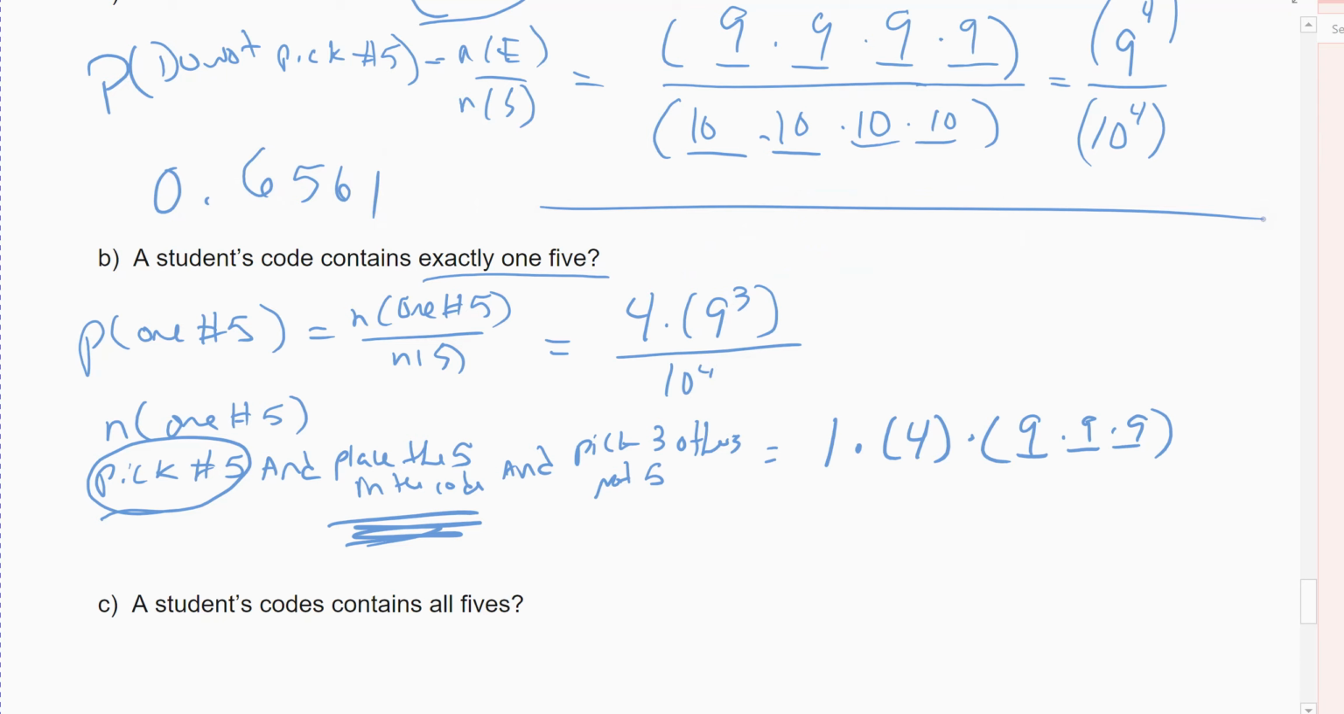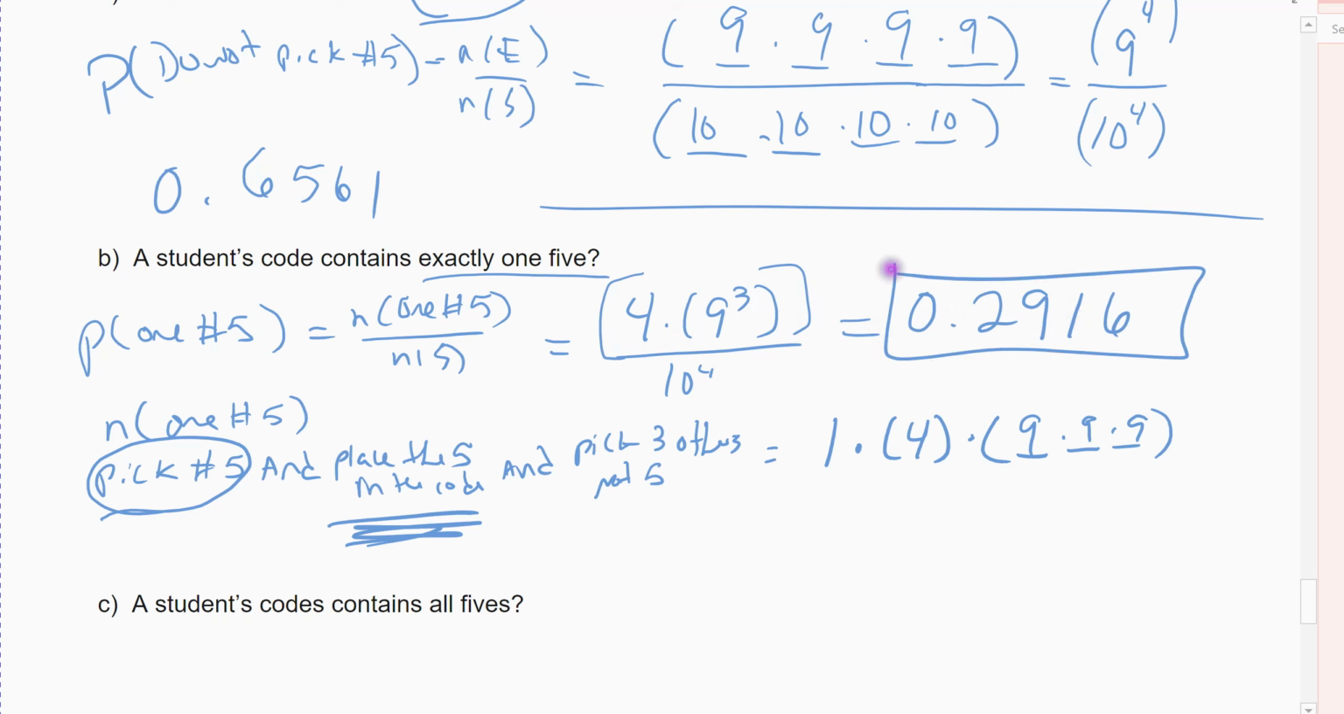So the probability that I get 1 five in my code is 4 times 9 cubed. The 4 comes from, I've picked 5 and there's 4 places in the code it can be. The 9 cubed is the remaining digits that are not 5 filling my remaining 3 spots, so 9 times 9 times 9. Make sure you're careful when you multiply that out. Take 4 times 9 cubed and then divide by 10 to the 4th, and it should come out 0.2916. So the probability that your code will contain exactly 1 five is about a 29% chance.